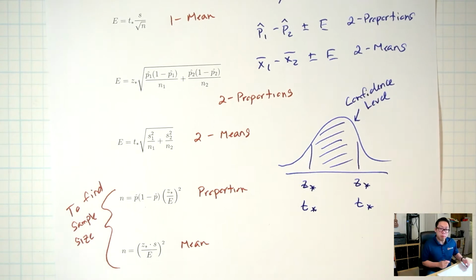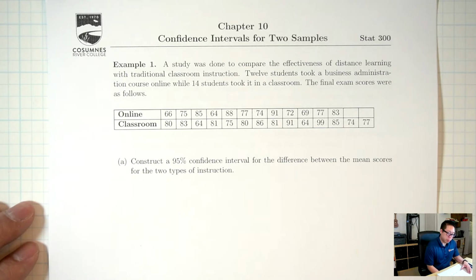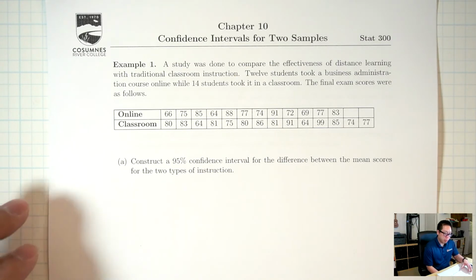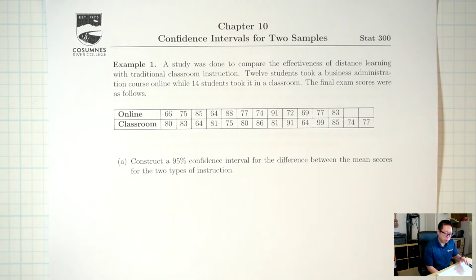All right, so let's try some examples. Example 1. A study was done to compare the effectiveness of distance learning with traditional classroom instruction. 12 students took a business administration course online, while 14 students took it in the classroom. The final exam scores were as follows. Part A, construct a 95% confidence interval for the difference between the mean scores for the two types of instruction.